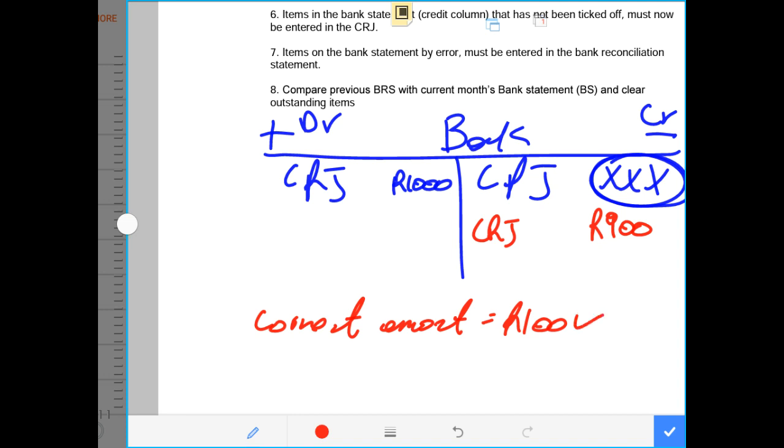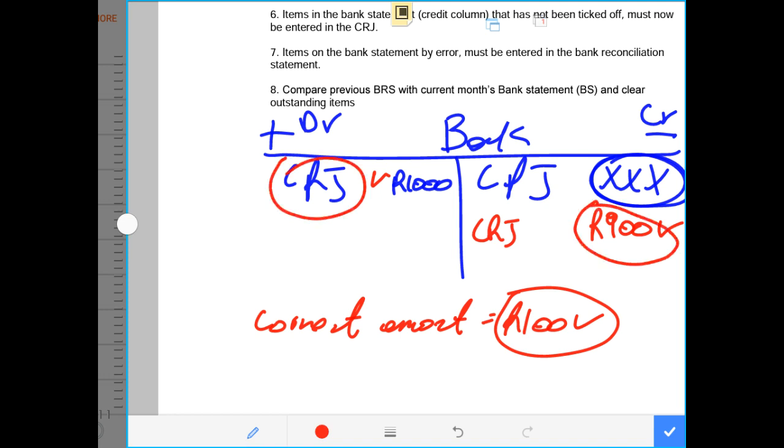In other words, we are reducing the 1,000 rand by 900 so that the remainder on the debit side becomes the 100 rand, which is the correct amount. So in this case, you can see that we are correcting the cash receipt journal, but we are correcting it on the credit side of the bank account. And we know that the credit side of the bank account is the cash payment journal. So that is why it says that we can correct our cash receipt journal either in the cash receipt journal or in the cash payment journal.